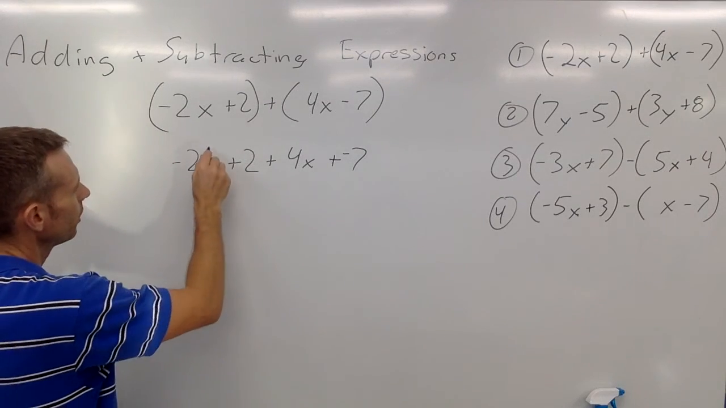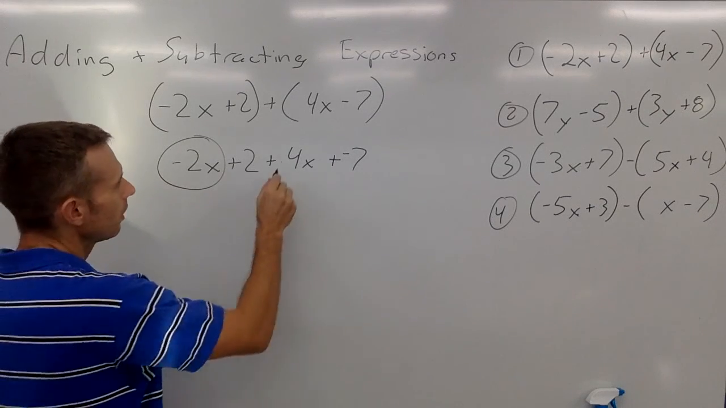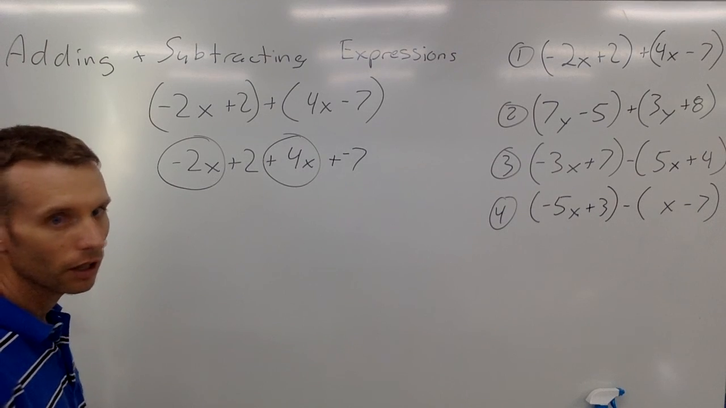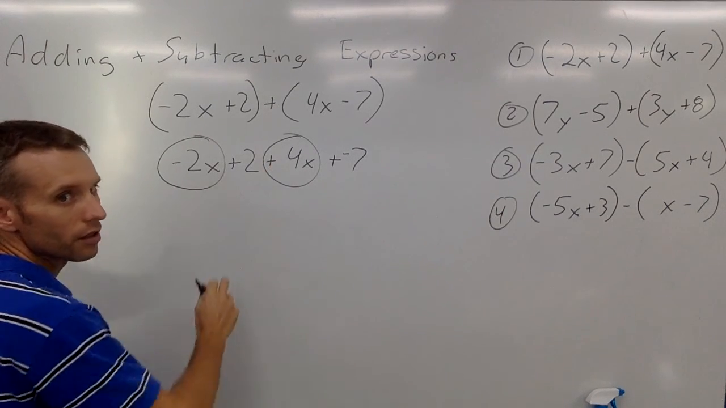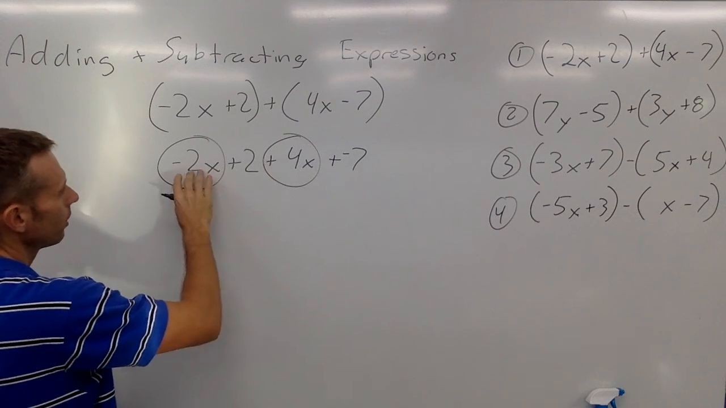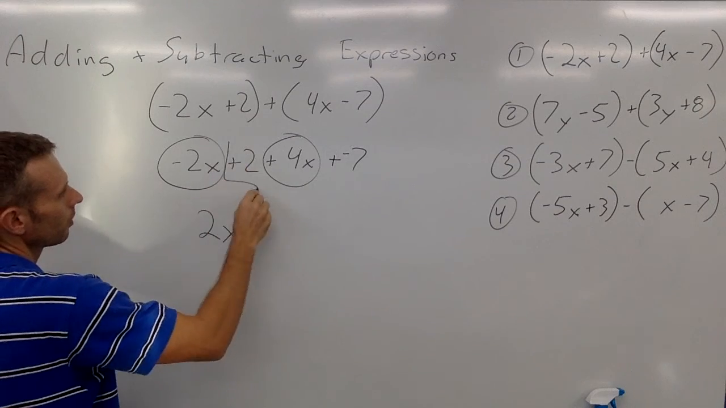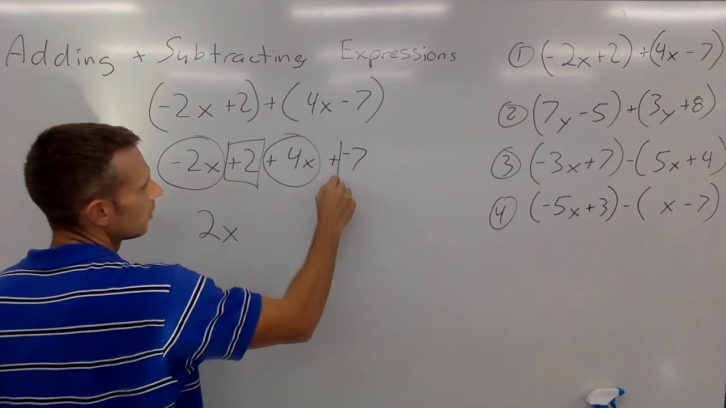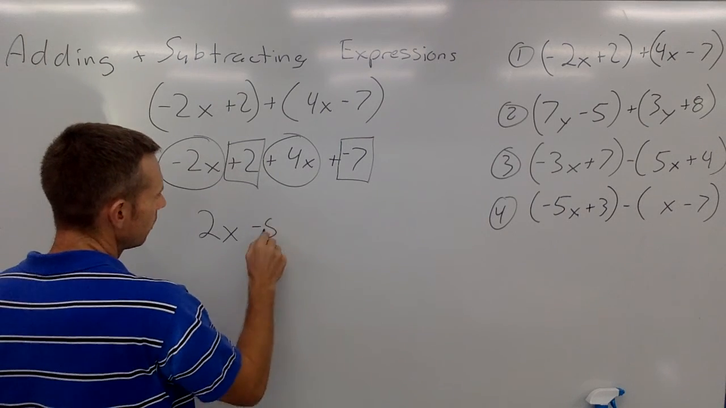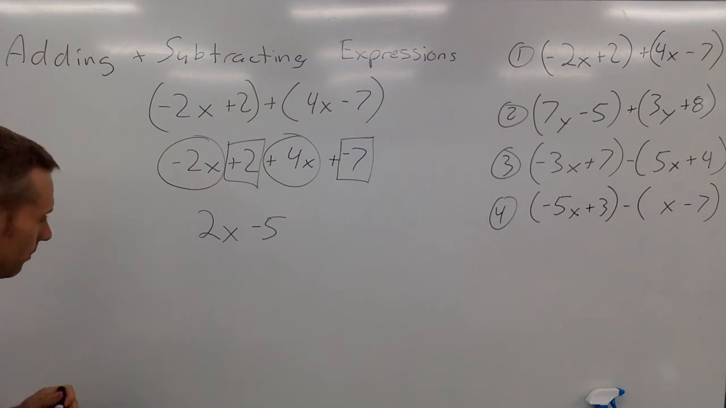Now we're going to combine like terms. So my like term with negative 2x is a positive 4x, right? And I like to include, again, the sign in here. That way it's clear for me. So I have 4x and minus 2x gives me a positive 2x, and then positive 2 and negative 7 gives me negative 5, and this is as far as I can go with this expression.